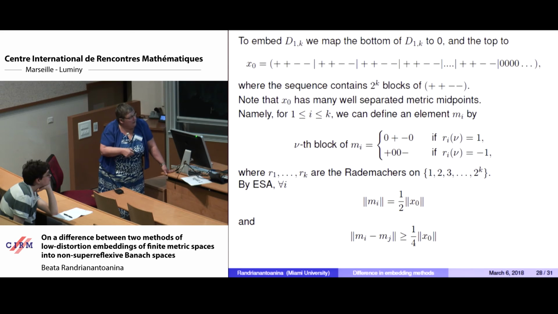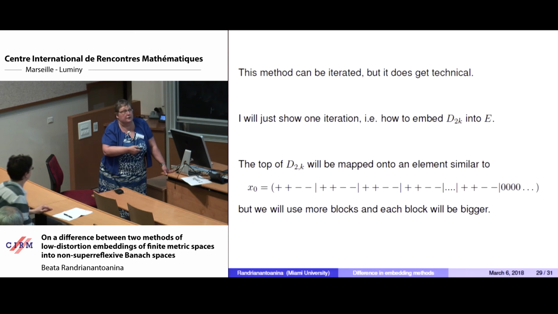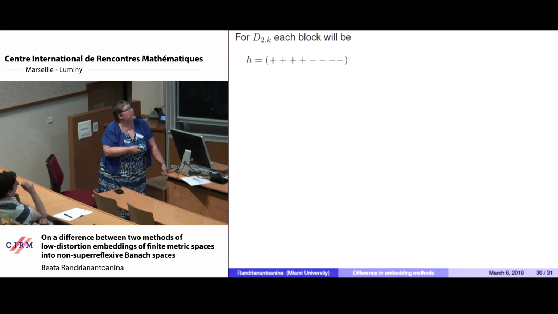And this is an embedding which is vertically exactly faithful, the one that I said is impossible if I try to do it using the factorization method. Okay, so I have 1 minute, 2 minutes left. As I said, this can be iterated. It does get technical. What do we do? I do have a picture. So the top will be similar to this, but we will have more blocks, and we will have bigger blocks, right? So what do I mean?